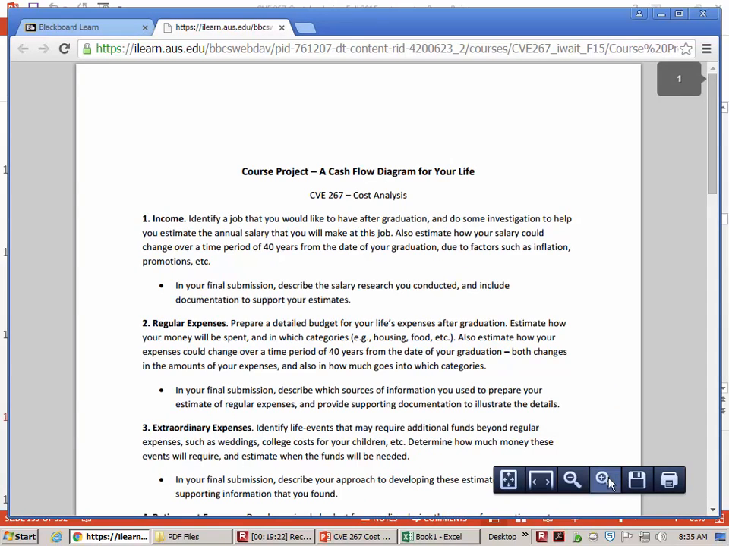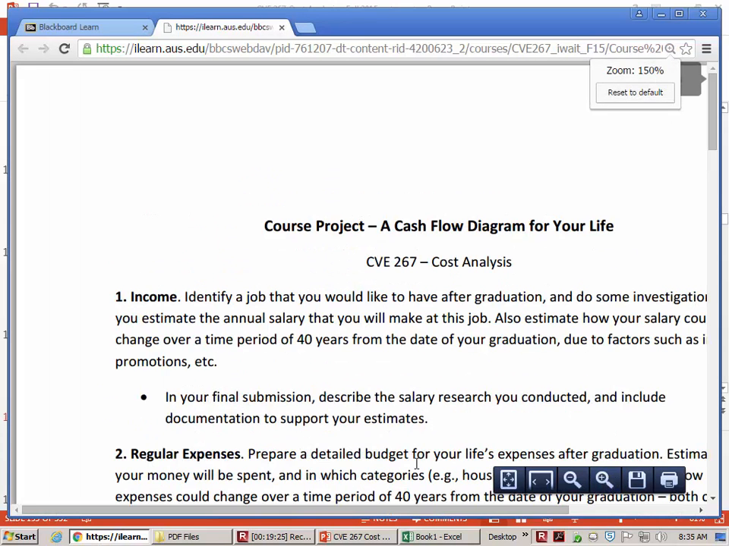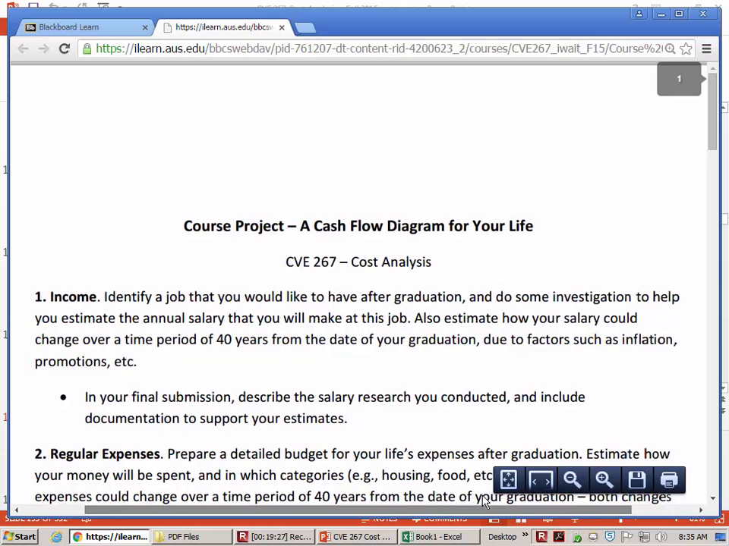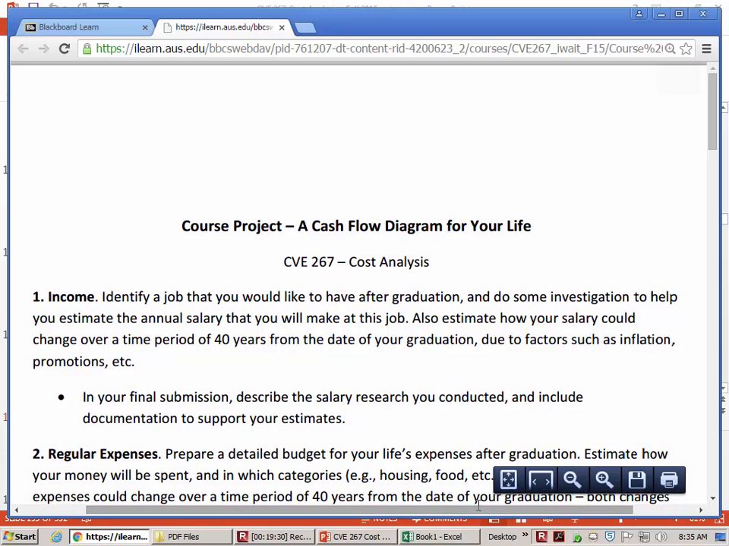All right, here we go. A cash flow diagram for your life. Everybody's most interested in themselves. That's human nature. That's the most interesting thing that you can ever think about, is you, right? So for your project, I thought, what's the most interesting thing that these students could do? And I thought, they can think about themselves. But there's a twist to it. You're thinking about the money aspect of your life and looking into the future, because sometimes we have unrealistic expectations.